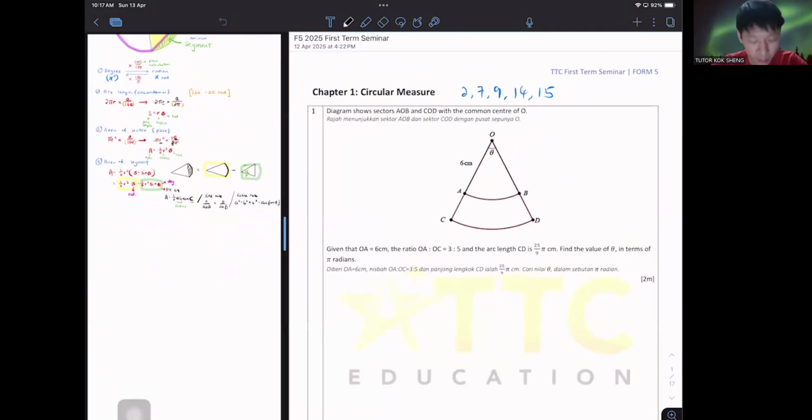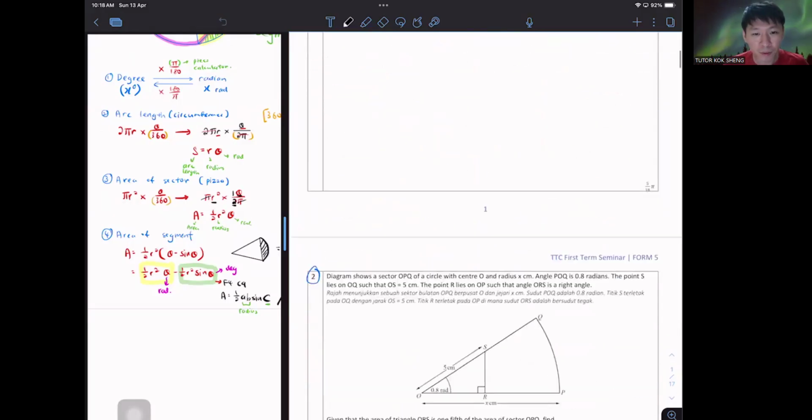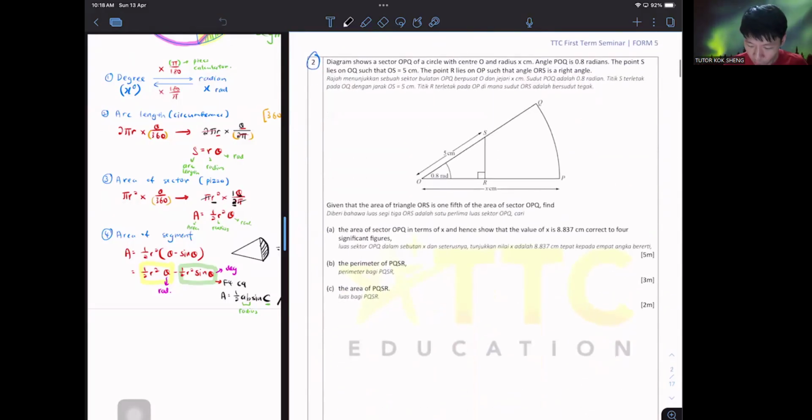Okay, we go for this today. The formula is too small. Let me put 2, 7, 9, 14, 15 inside the chat here. Okay, let's go. Number 2 first.